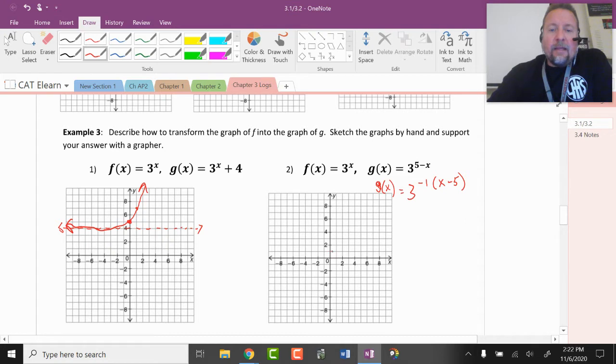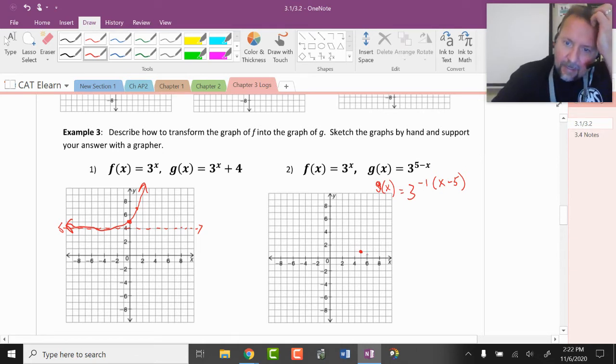It ends up 5 to the right, and I'll prove it, and you probably want to prove it by plugging in points. So if I plug in 5, I get 1. 5 minus 5 is 0, times -1 is still 0. 3 to the 0 is 1. Booyah. All right, what happens when I plug in 6? Well, here's the problem. 6 minus 5 is 1, but then it's negative. 3 to the negative 1 is 1/3.